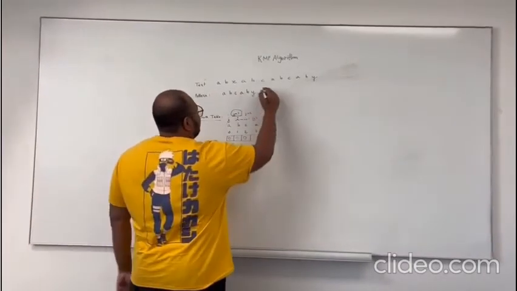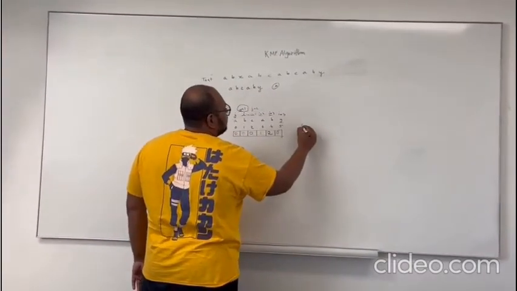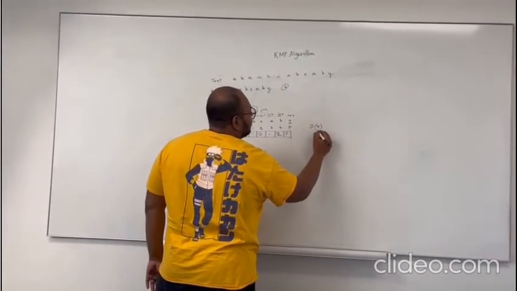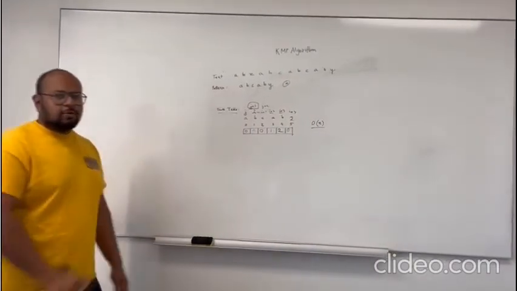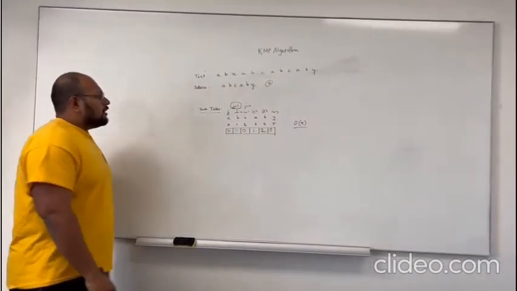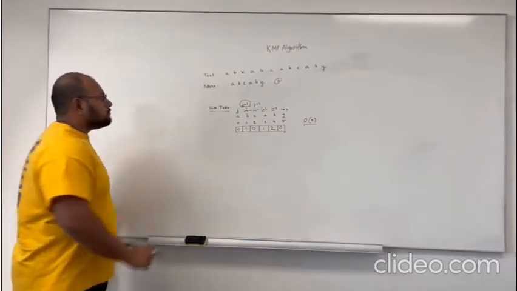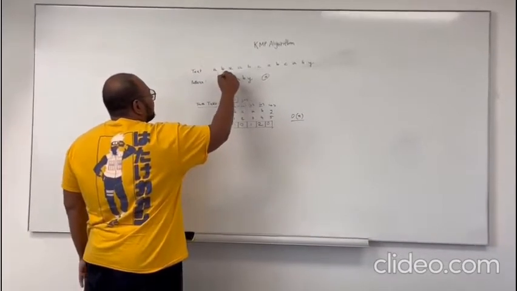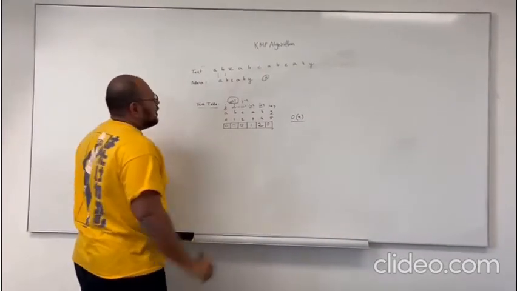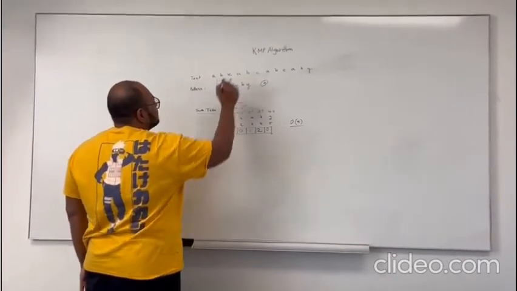The length of the pattern is n, and the complexity of this truth table is O(n). Now we compare this pattern and see whether it exists in the text. We compare A with A, we compare B with B, and we compare C with X, which is a mismatch.